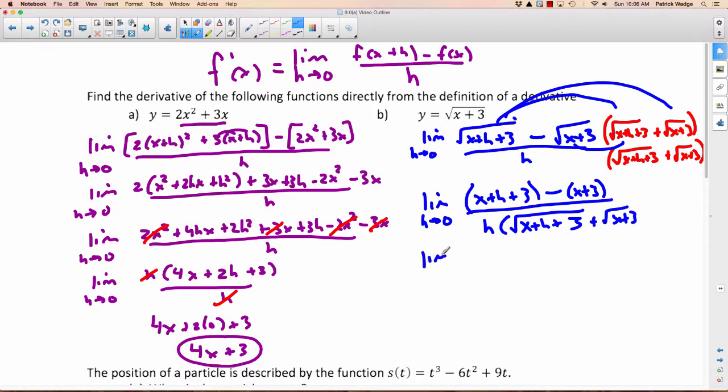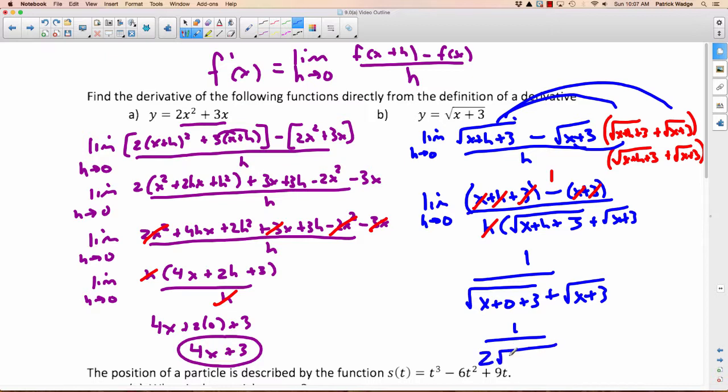And okay, let's look at the top. I think we can just go straight to canceling here. x take away x. 3 take away 3. Let's even go faster and cancel here. We're left with h on top, and there's also an h here. So those can cancel, and the only thing left on top is a 1. And now, if I do it this way, I don't even need to write the limit statement anymore. I can go straight to substitution. So I have 1 on top. I'm going to put 0 into the h, so I get the square root of x plus 0 plus 3 plus the square root of x plus 3. Well, that's the square root of x plus 3 plus another square root of x plus 3. So we have 1 over 2 square root of x plus 3.